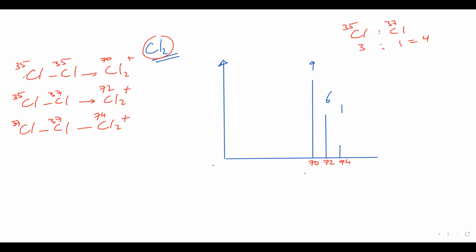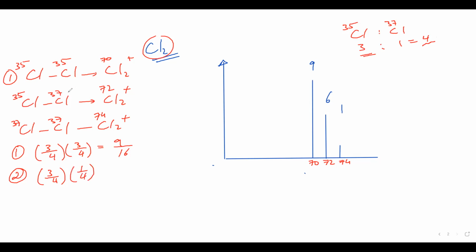We said that the first type, which is Cl2 70, is formed from chlorine 35, and the other atom is also chlorine 35. Each one of them has the probability of 3 divided by 4. So we say 3 over 4 times 3 over 4, and this makes 9 over 16. For the second probability, the two atoms could be 35 and 37. 35 has a probability of 3 over 4, and the probability of 37 is 1 over 4. Then maybe the first chlorine was the one that has 37 and the second has 35. So we say plus 1 over 4 times 3 over 4, and this makes 6 over 16.